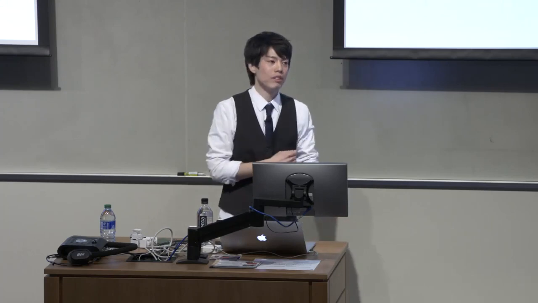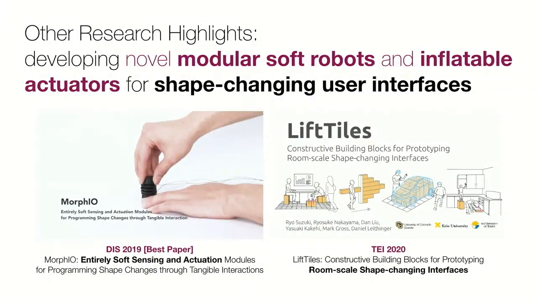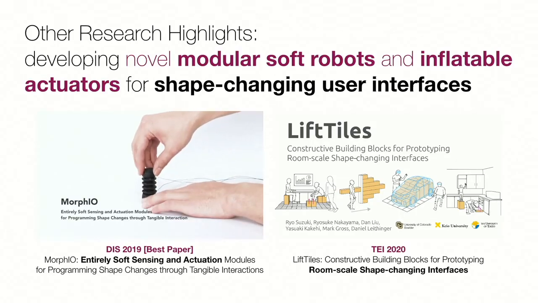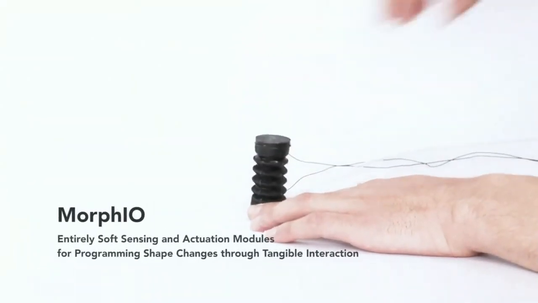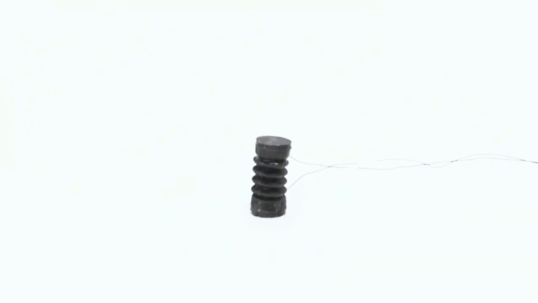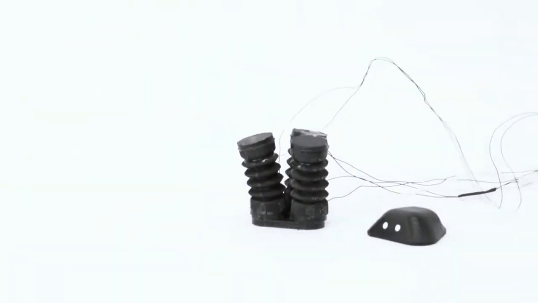But the definition of robots is also expanding recently. From mechanical robots to soft and pneumatic-based robots, they are emerging in the field of robotics, as well as HCI. So in other research highlights, I have also been developing modular soft robots and inflatable actuators for shape-changing interfaces. For example, the first one is Morphing Pure. In this project, we developed a novel entirely soft sensing and actuation module for soft robots that can sense the deformation as well as actuate it.